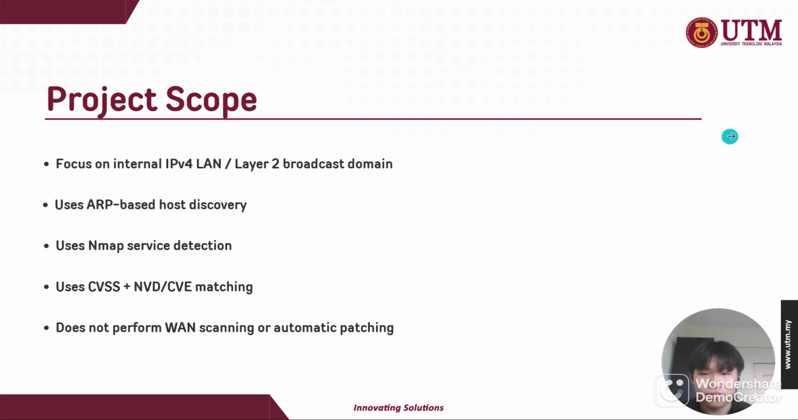For the project scope, our system will focus on internal IPv4 LAN and the Layer 2 broadcast format. The system will use ARP-based host discovery to identify devices connected to the same local network. After discovering the hosts, Nmap is used for service detection, such as identifying open ports. The system will also use CVSS together with NVD or CPE matching to support vulnerability risk assessment.